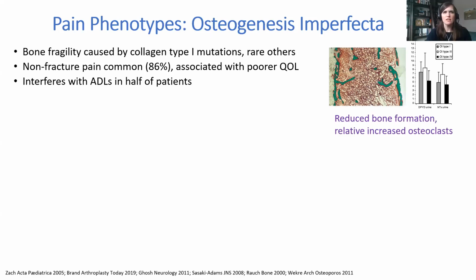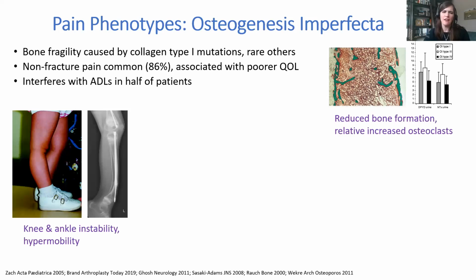So osteogenesis imperfecta is a bone fragility disorder caused by mutations in collagen type 1 and rare other genes. In OI, we have reduced bone formation, which you can see here with these thin and sparse trabeculae, as well as relative increased osteoclasts, leading to a state of high bone turnover. Although fractures are very common in OI, interestingly, non-fracture pain is even more common, affecting up to 86% of patients, and is associated with a poorer quality of life. And non-fracture pain interferes with activities of daily living in about half of patients.